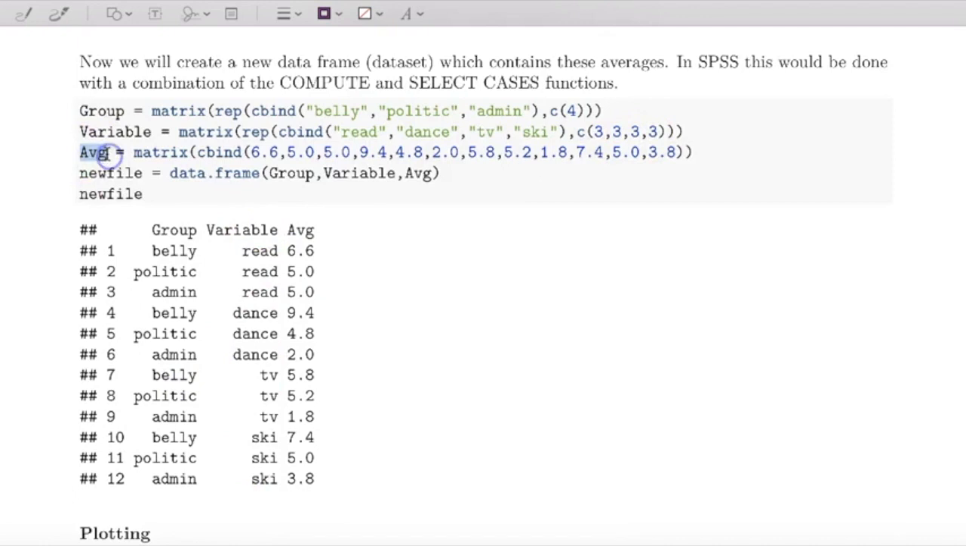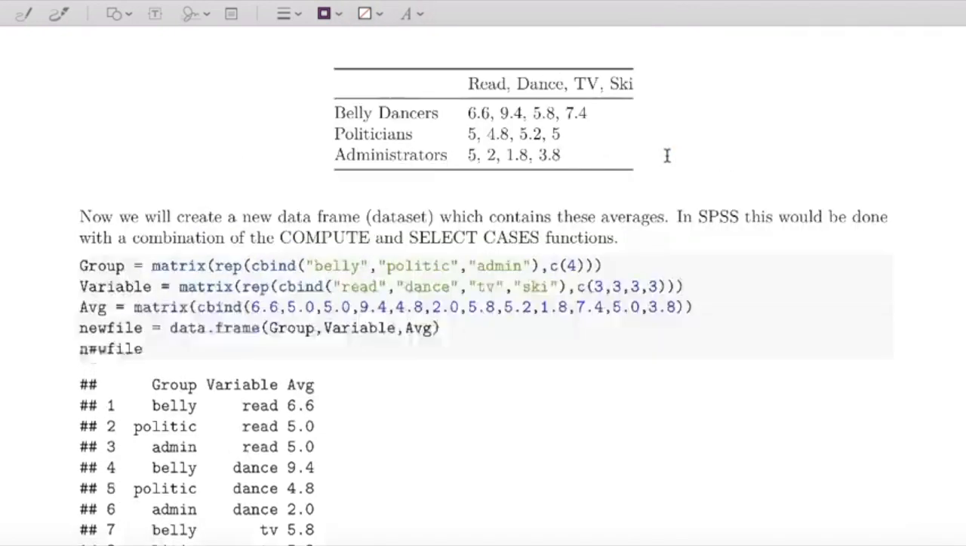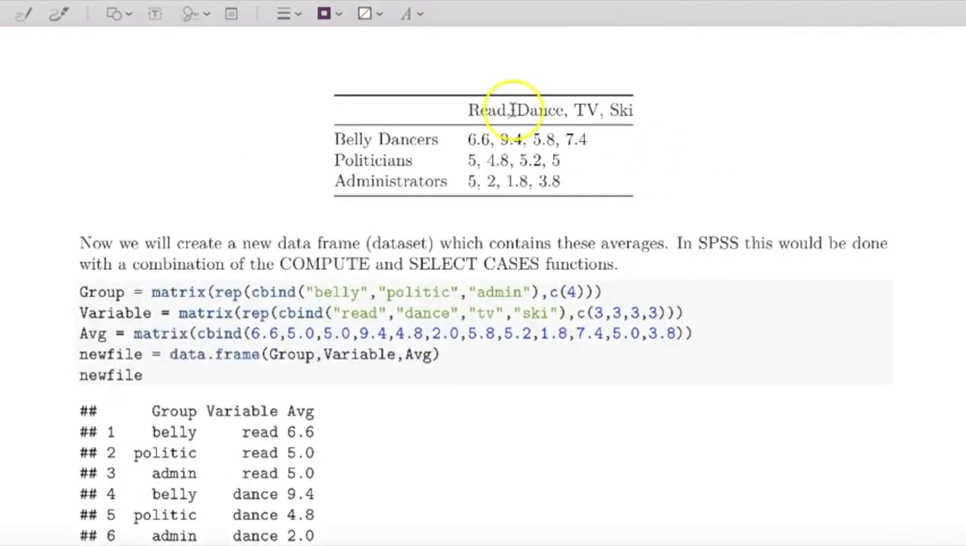Now I want another column called average. So again, I'm creating a matrix, and then I'm going to bind the columns. And where did I get these numbers? I got them from the same table that I just created over here. So let me actually highlight this in a color. Here I went ahead and highlighted everything so that you could see the pattern. So it's the variable average. I created a matrix, and I want to combine the columns.